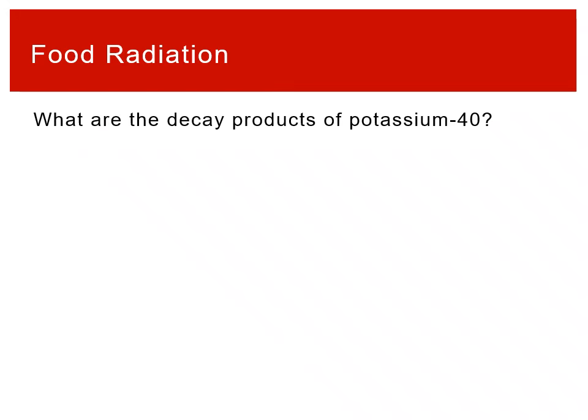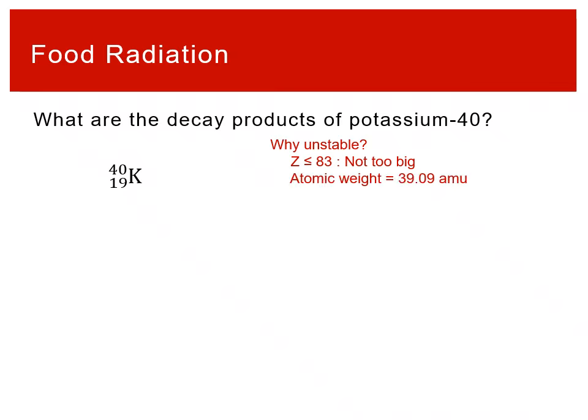What are the decay products of potassium-40? To start us off, we want to think about why it's unstable. We know that it's not too big, since it's less than 83. So we want to look up the atomic weight. The atomic weight of potassium is 39.09. So 40 is not a lot bigger, but it's bigger. Okay, so potassium-40 is unstable.